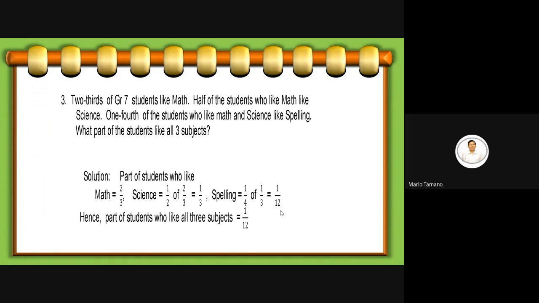Mathematics, science, and spelling. So, yan po yung tanong niya, what part of the students like all three subjects? This is the part, 1/12. Hence, part of the students who like all three subjects is 1/12.